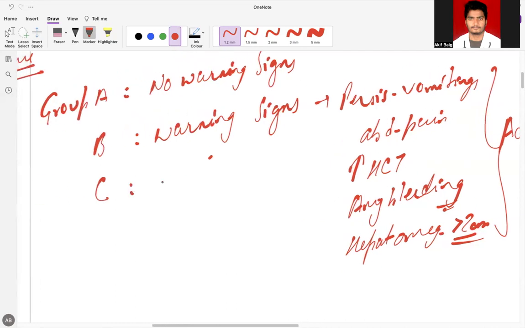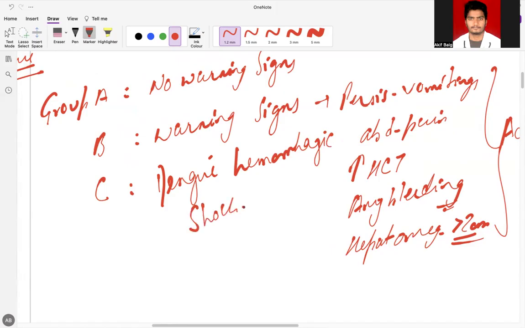Next, dengue group C is nothing but dengue hemorrhagic fever, hemorrhagic shock. This is the very severe form of dengue that's called severe dengue and dengue hemorrhagic shock.